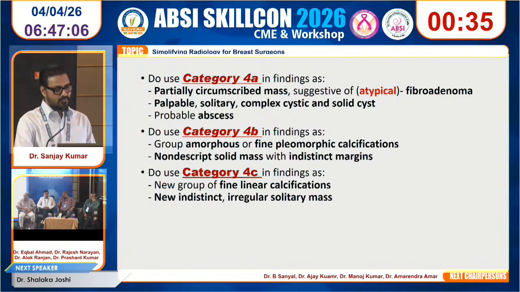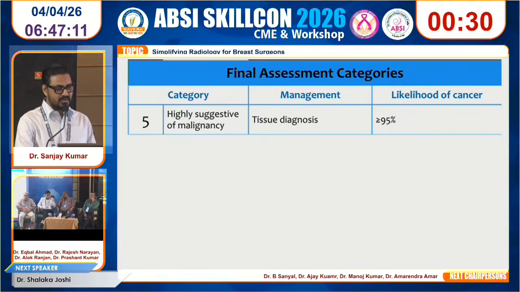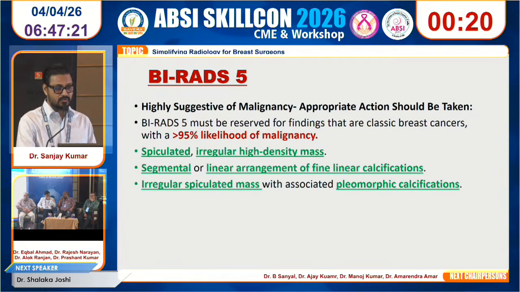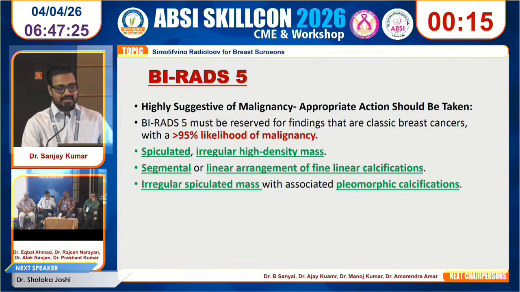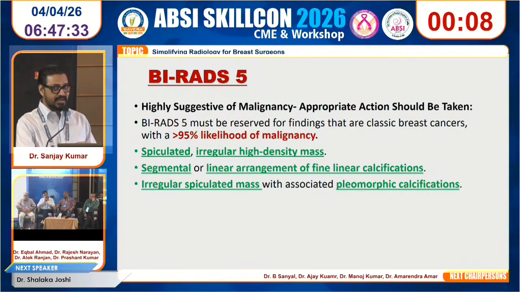So category 4B, we need to do the tissue diagnosis. Now the final assessment, category 5, is highly suggestive of malignancy, and likelihood of cancer is greater than 95%. There is always need of tissue diagnosis. And highly suggestive of malignancy, appropriate action should be taken. BI-RADS 5 must be reserved for findings with a 95% likelihood of malignancy, because already we discussed the spiculated margin, high density, segmental linear calcification on the mammogram can be detected as BI-RADS 4.